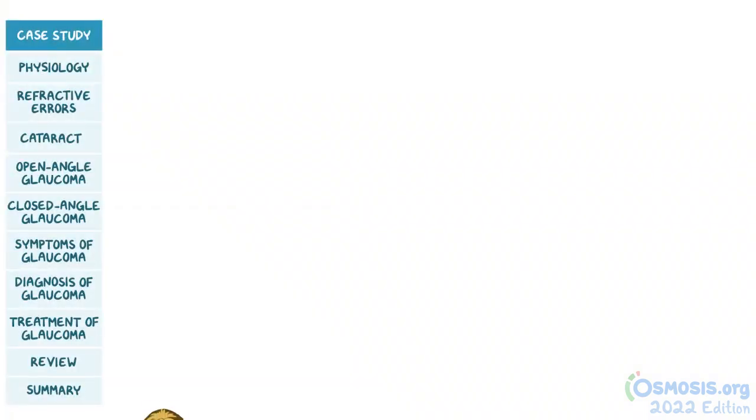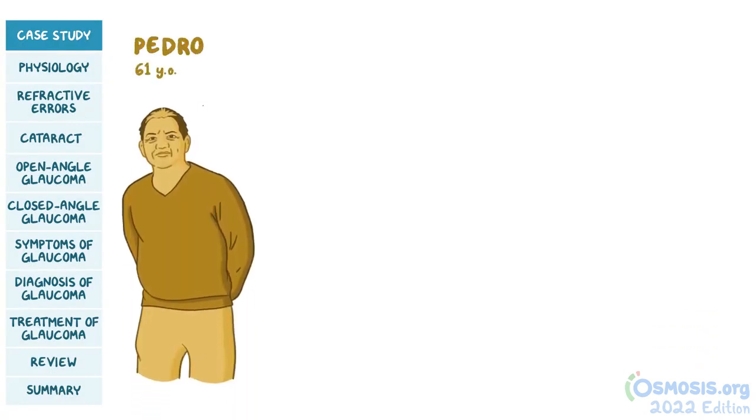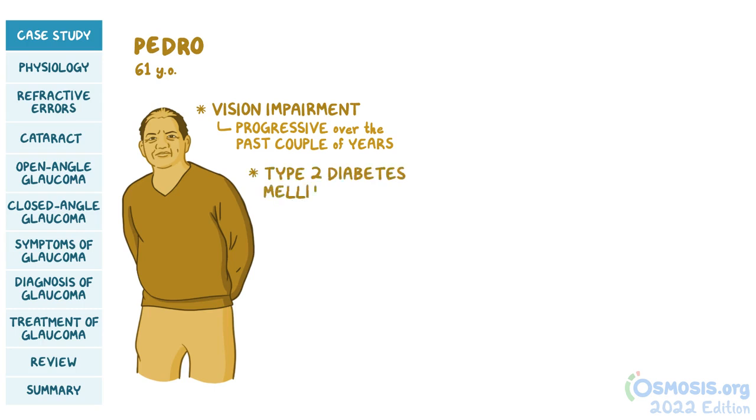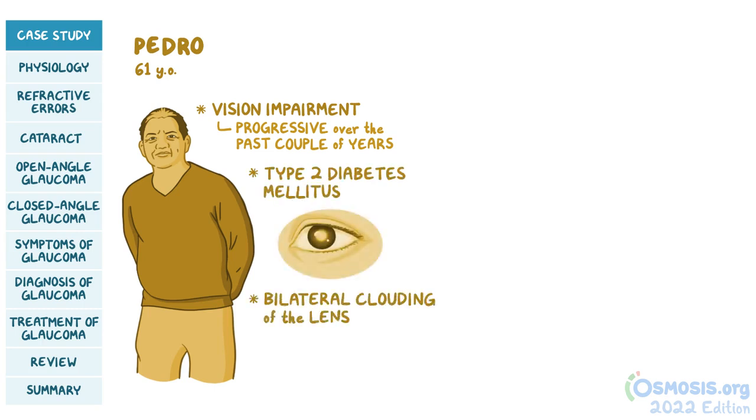At the ophthalmology clinic, 61-year-old Pedro presents with vision impairment that has been progressive over the last couple of years. He denies experiencing any pain. His past medical history is significant for type 2 diabetes mellitus. Physical examination shows bilateral clouding of the lens.